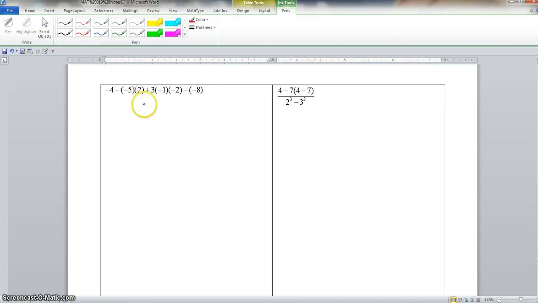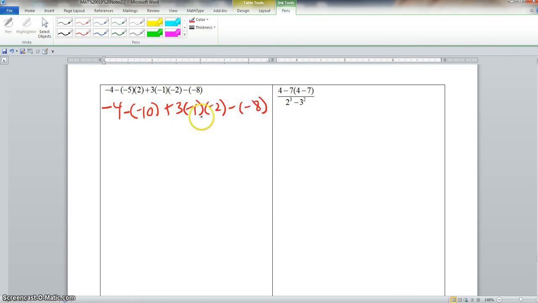Okay, so now we look for multiplication or division. Now, when we look here, we have multiplication here. We have -5 times a +2. Now, this negative, we know we have one negative here, so we know our answer will be negative. So it'd be -4 minus, it'll be -10 plus 3 times -1 times -2 minus a -8.